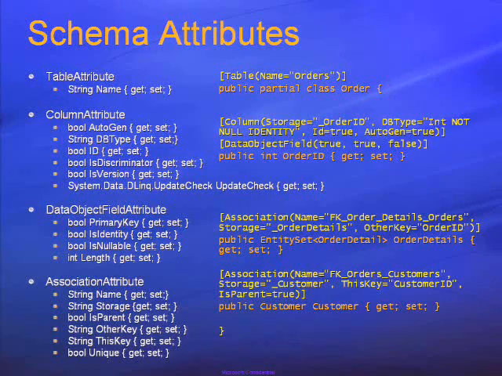Okay, and so again, for foreign key relationships, there's something called an association attribute, which tells us that this is a foreign key relationship, and it tells us what the key is on the related table, for us to build up that graph.